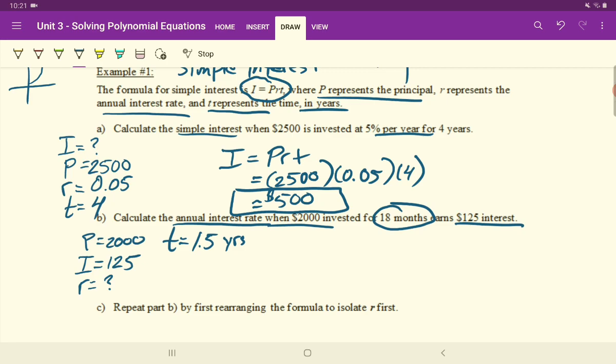Here's what you do. You set up a proportion. If 1 year is 12 months, then we can find out X amount of years for 18 months.